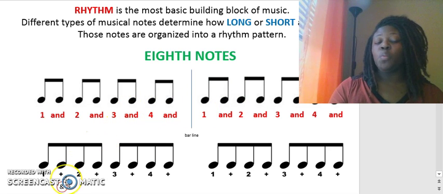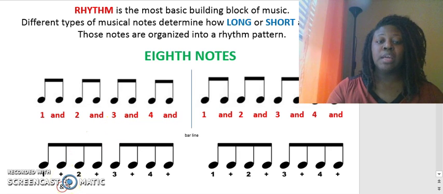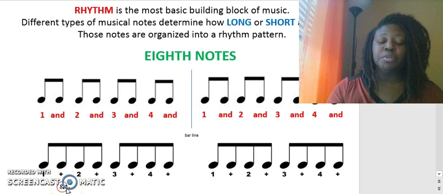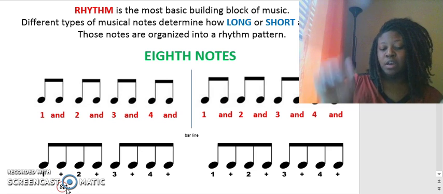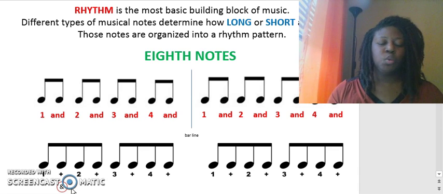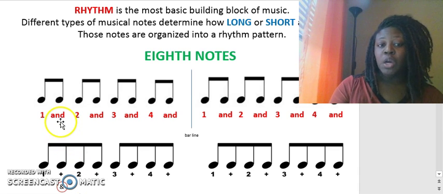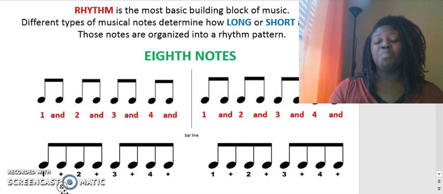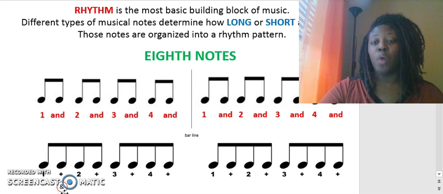Okay, and if you don't even want to use the plus sign, you can use the and sign, which you'll find on your keyboard above the number 7. So if you hold shift and hit 7, you'll come up with the and sign. However you want to write the word and, whether you want to write it out or use a plus sign or the and sign, it's all correct. All right, the important part is that you know how eighth notes sound. 1 and 2 and 3 and 4 and 1 and 2 and 3 and 4 and.